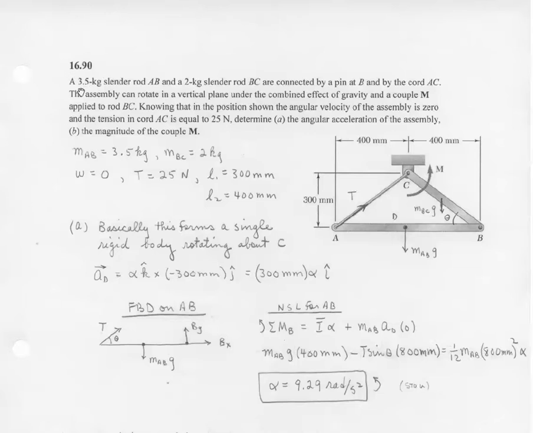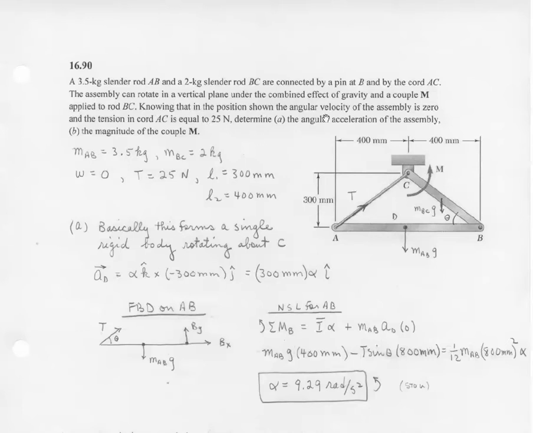Problem 16.90 involves a 3.5 kilogram slender rod AB right here, and a 2 kilogram slender rod BC, which is right here, and they're pin connected at B and by a cord AC right there. The assembly can rotate in a vertical plane under the combined effect of gravity and a couple M applied to the rod BC. So the rod BC has this couple applied to it.